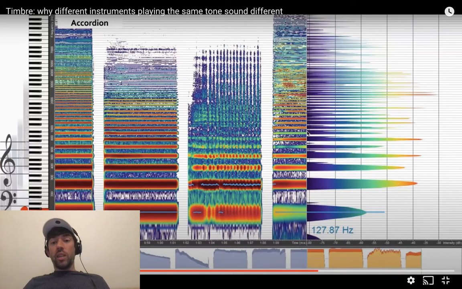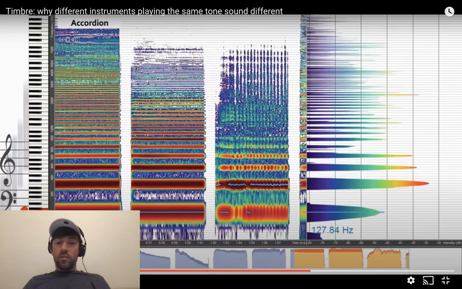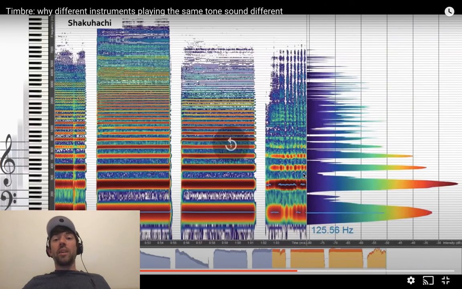Now, accordion is really interesting because if you listen carefully, if you have a musical ear, you can actually hear two different notes. In most of these cases, you can't, but with accordion, one of the overtones is so strong that you can hear it as a distinct separate note. So listen to that carefully again. You can hear one note but you can also hear another at the same time.